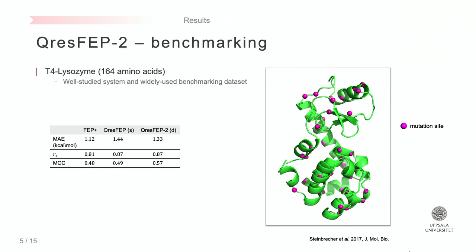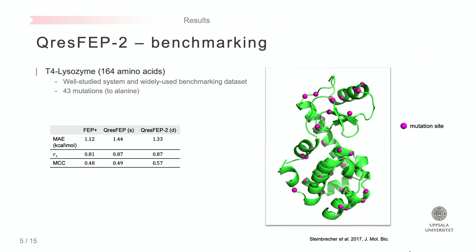So now to our QresFEP 2, the dual hybrid topology approach. I will first show some results. We again did the benchmarking on the T4 lysozyme set. This is a well-studied system and widely used in benchmarking. Shown here in magenta are the mutation sites in this protein. And the new protocol compares very well again to both our single topology approach and the FEP+ approach, which is great because it is even quicker than our single topology approach. I'll come back to this later.